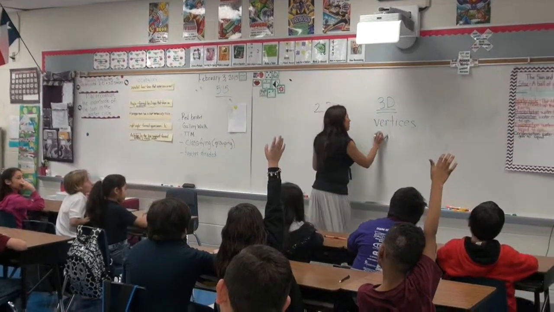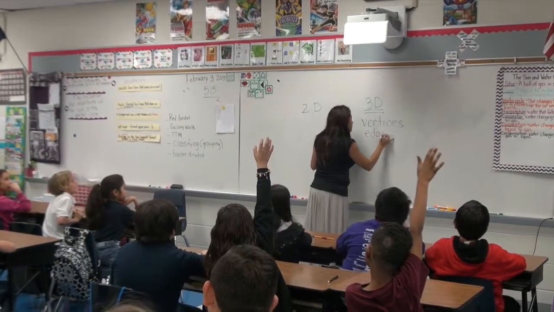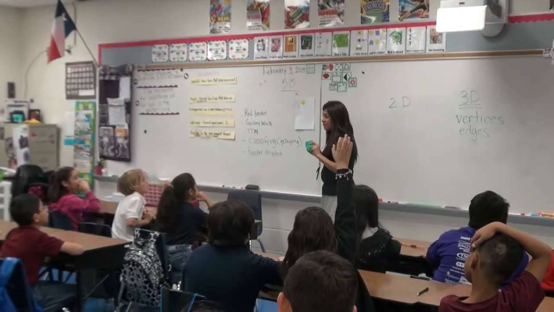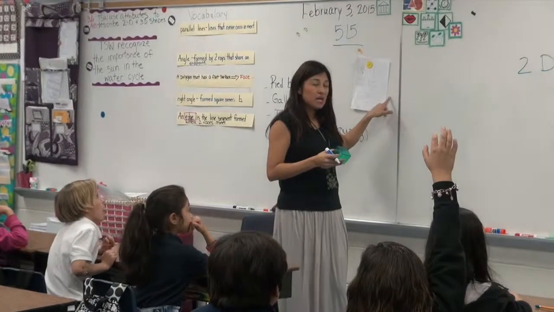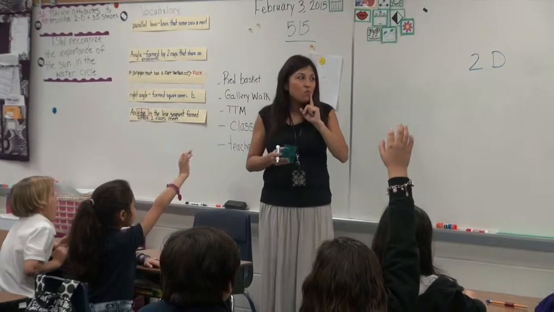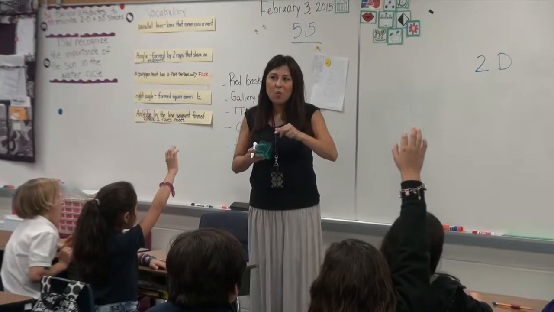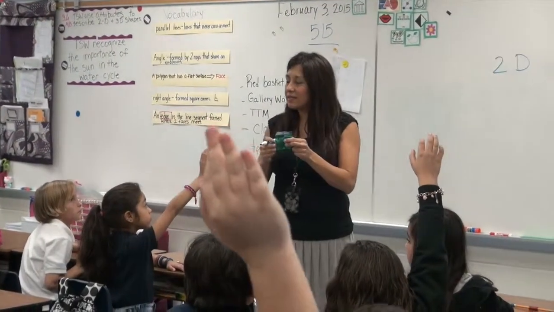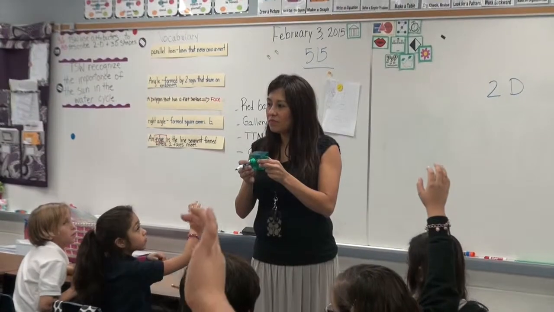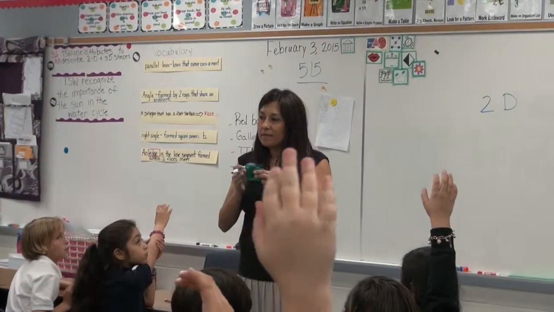So would you use edges for a 2D shape? No. Because you can't feel it. Well, if you have a 2D shape, why don't we call it an edge? Can somebody tell me what makes an edge? Why do we have edges on a 3D shape? Yes? It's like when the sides are coming together, it makes an edge.